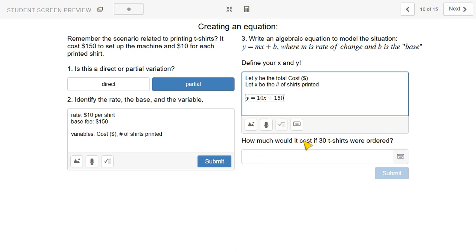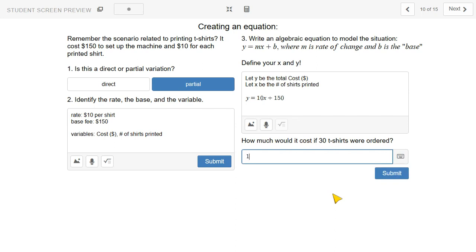How much would it cost if 30 t-shirts were ordered? Now, if 30 t-shirts were ordered, we know that the x represents the number of t-shirts printed. We would have an x value of 30. So let's substitute that into our equation: 10 times 30 plus our base rate of 150, it would cost us a total of $450.